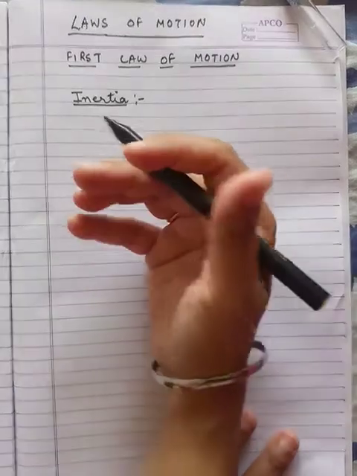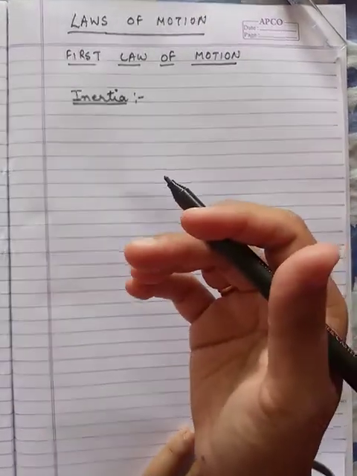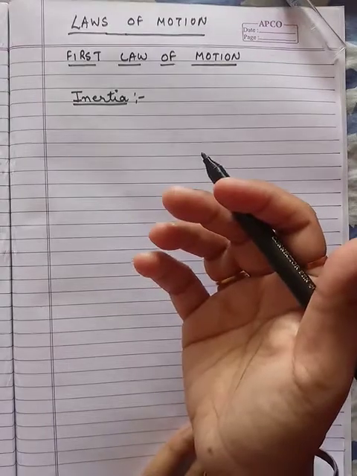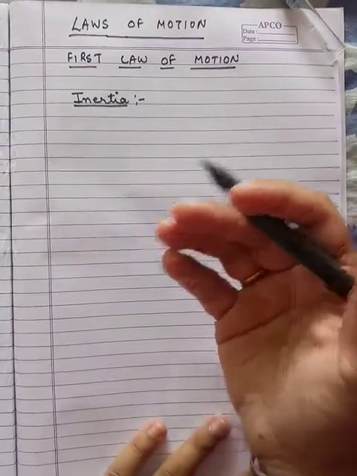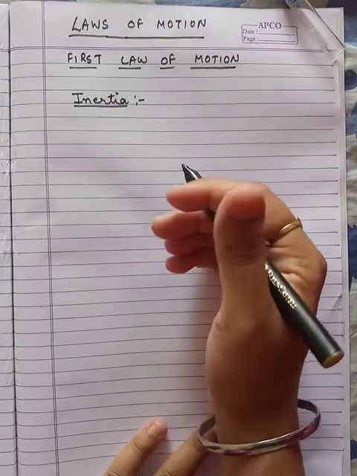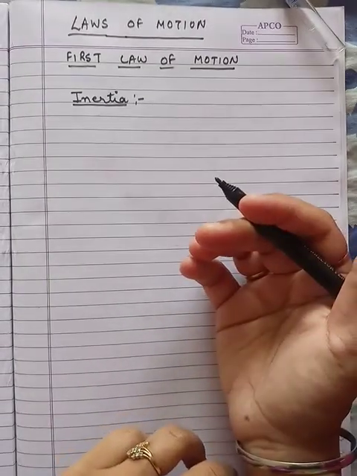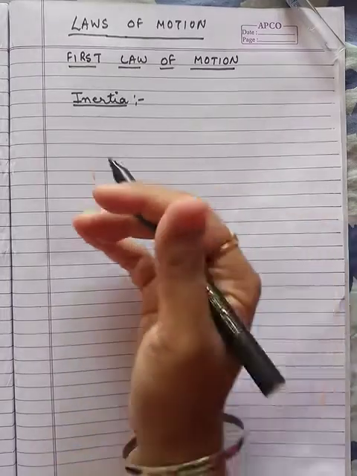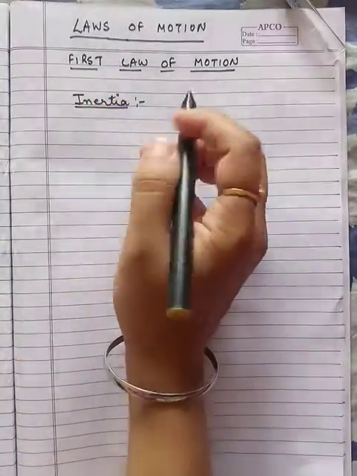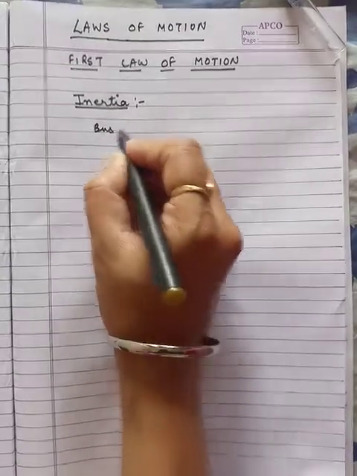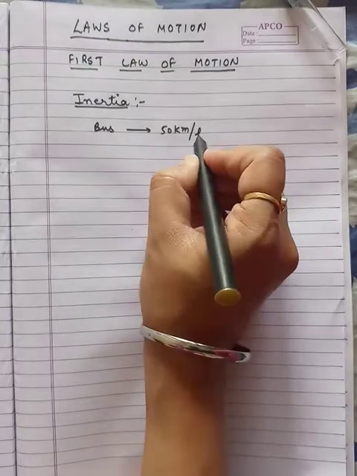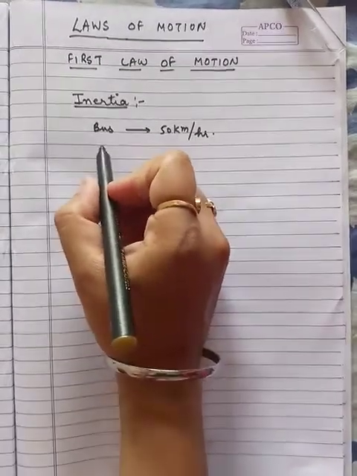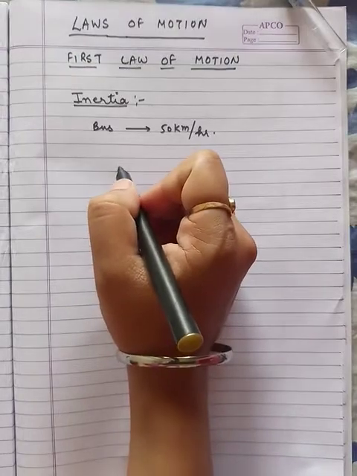Inertia is nothing but a natural tendency of an object, according to which that object resists the change in its state, whether it is the state of rest or the state of motion. Okay, so to understand this, let's take an example of a moving bus. A bus is moving with a particular speed, suppose 50 km per hour, and the passengers are sitting in that bus.